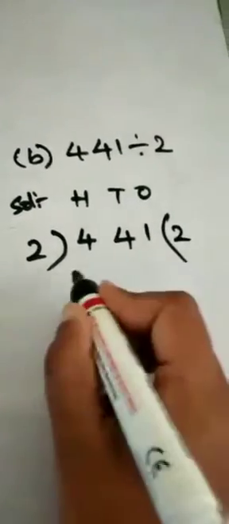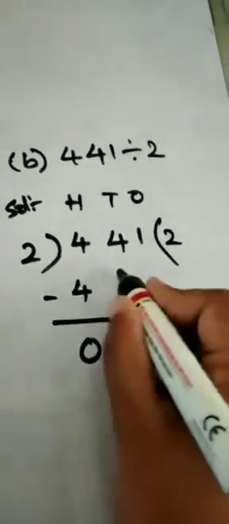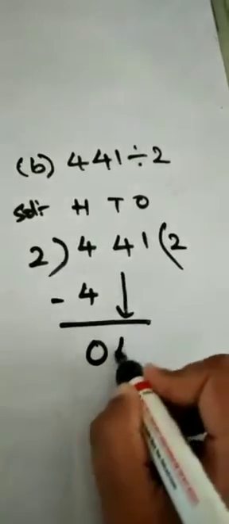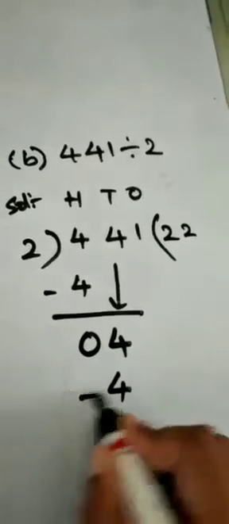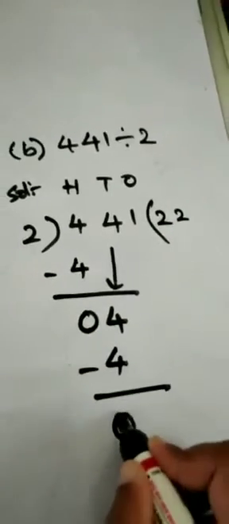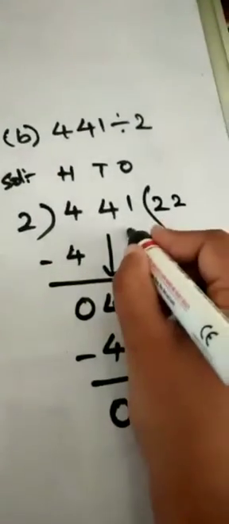Ones, tens, hundreds. Okay, 2 twos are 4. 4 minus 4, 0. We should bring this 4 down. Again, 2 twos are 4. 4 minus 4, 0. So we should bring this 1 down.